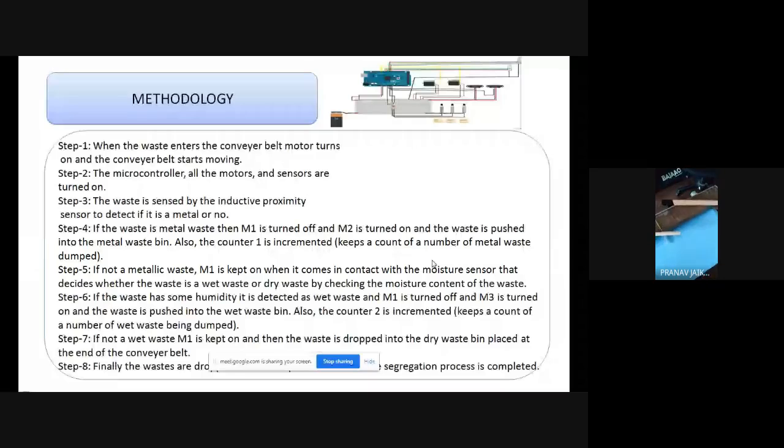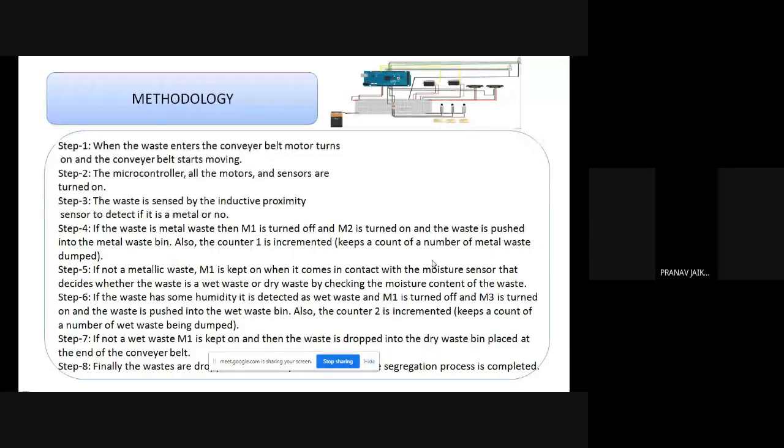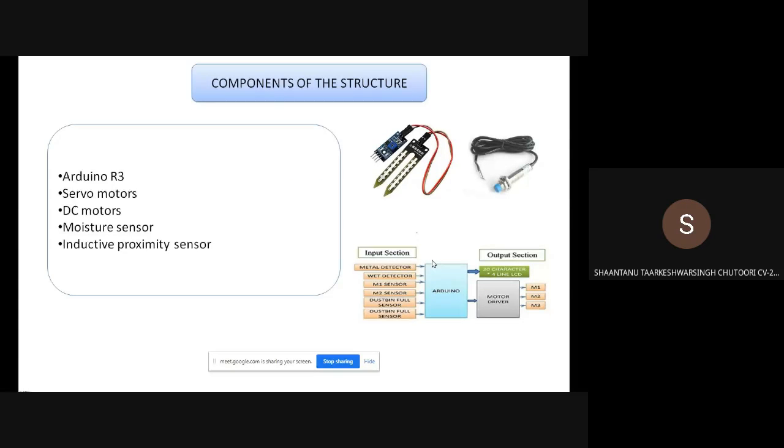Thank you, Pranav. The components of our structure include an Arduino R3, servo motors, DC motors, a moisture sensor, and an inductive proximity sensor, as Pranav has said. The working of the system. Next.